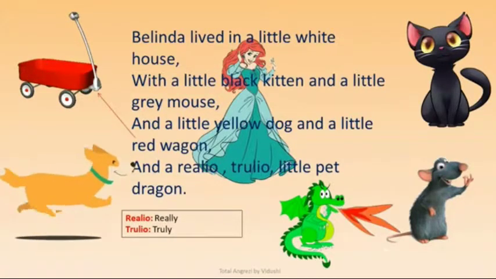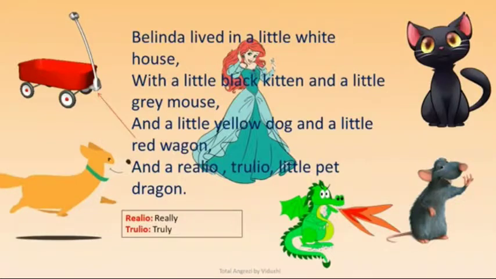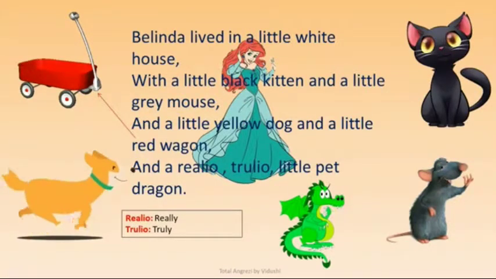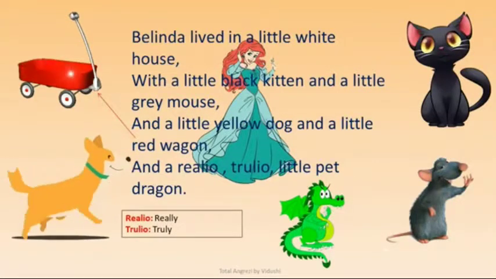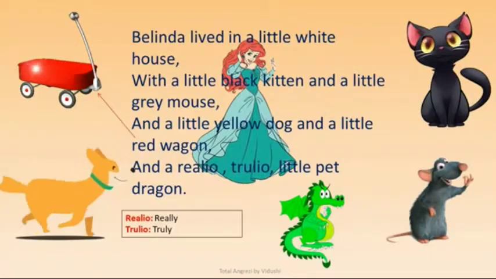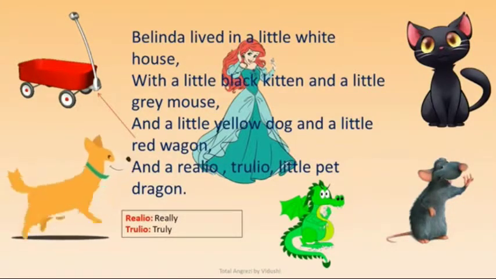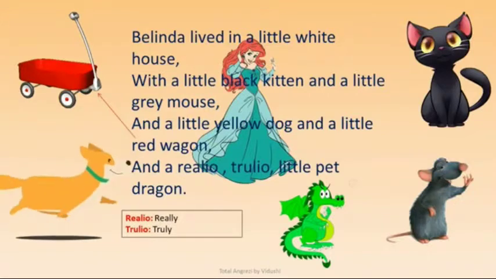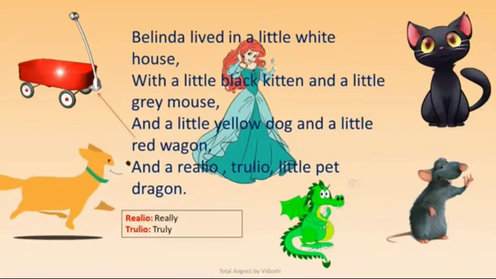So in this stanza, the description of the characters in the poem is given. Belinda, who lives in a white house, has a lot of pets: a little black kitten, a grey mouse, a yellow dog and a red wagon, which is actually not a character but plays an important part in this poem. And a pet dragon. Pet dragon over here is an oxymoron because you cannot keep a dragon as your pet. And the words realio trulio mean real and true, and the poet has used them for rhyming.